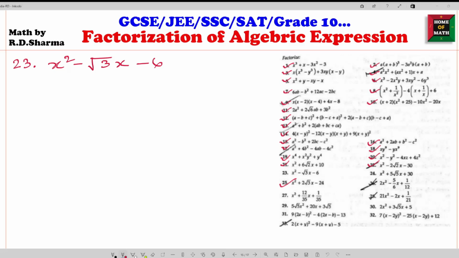Welcome to Home of Math, Factorization of Algebraic Expression. This is the 8th part of this chapter. Today we will start from 23. Let's start.